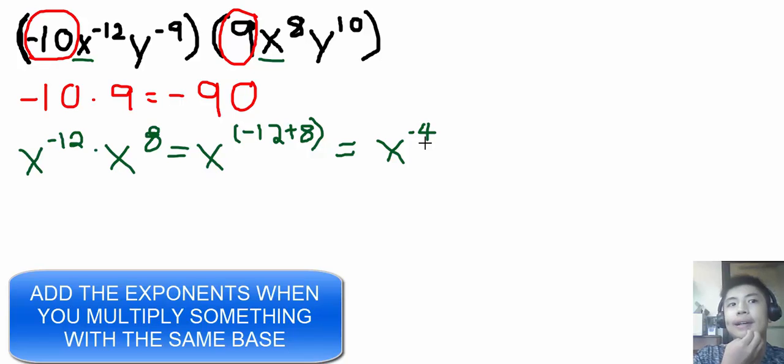As you can see, since they have the same bases, which are x and x, the rule is to add the exponents. So -12, we added 8 to it, and once we do that, we get -4.